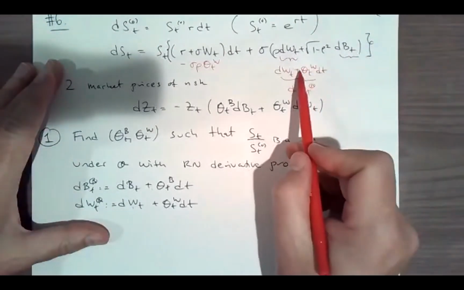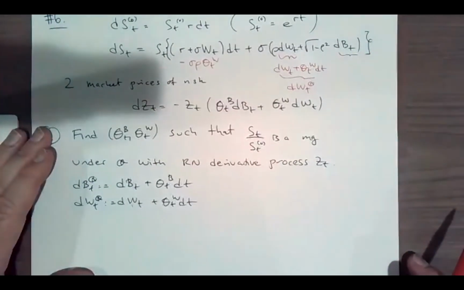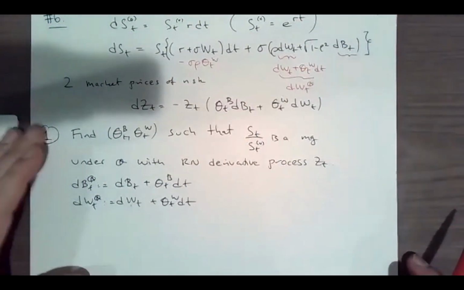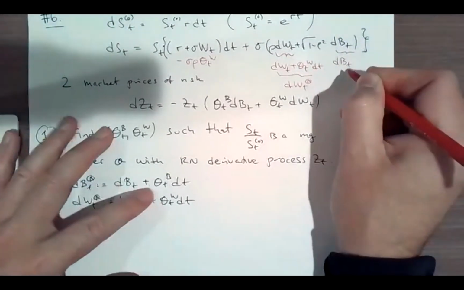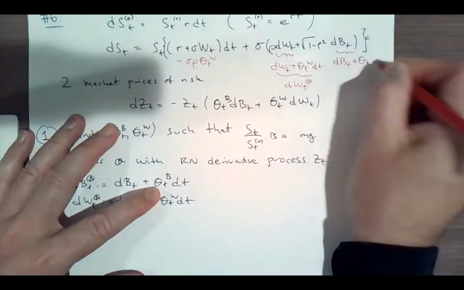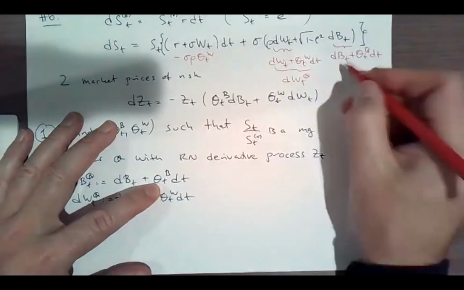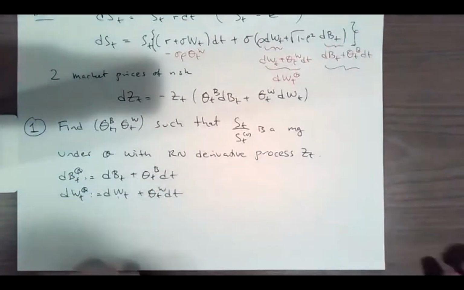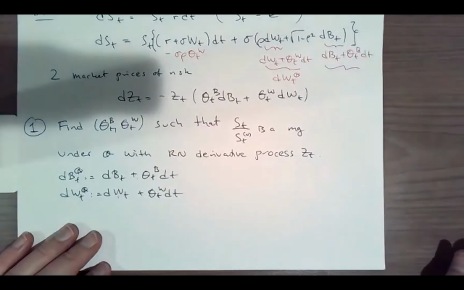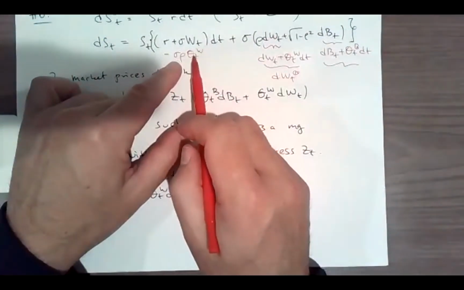Right? So I have a plus here, so I need a minus over here. And this one here, instead of dB, I want to write dB plus theta tb dt. Like this here is going to be, the dBt is becoming the dBt plus theta tb dt. Well, I'm correcting with the term over here.